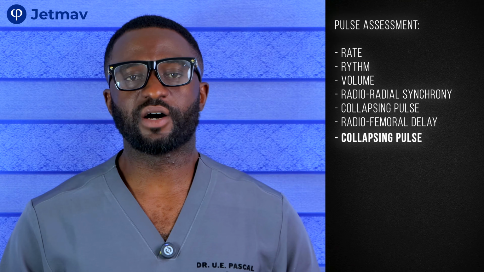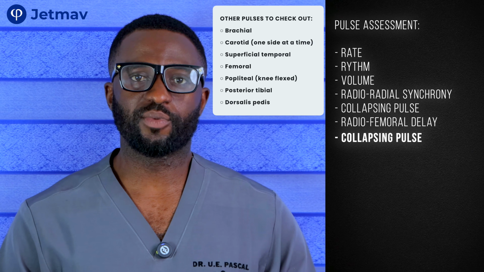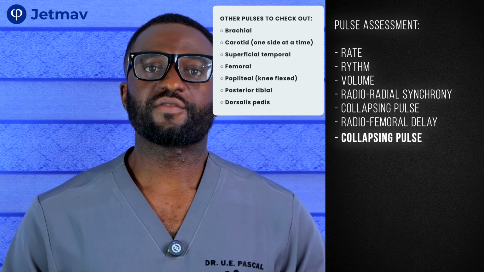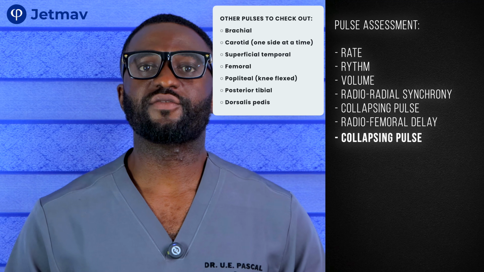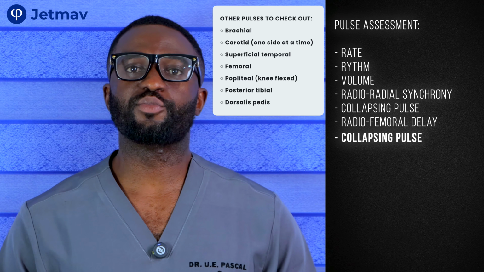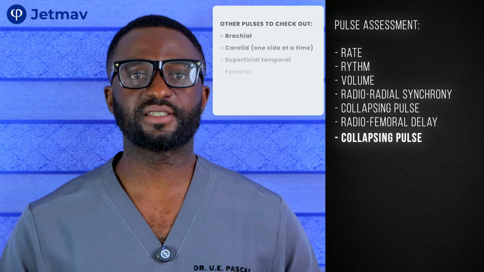Other pulses that we'll check for: brachial pulse, carotid pulse. You check on the two sides, but you do it one at a time. Then you check for superficial temporal pulse, femoral pulse, and popliteal pulse, where you flex the knee and check. Then you also check for the posterior tibial pulse, and lastly we'll check for dorsalis pedis pulse.